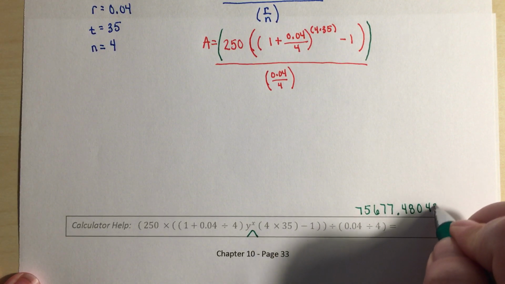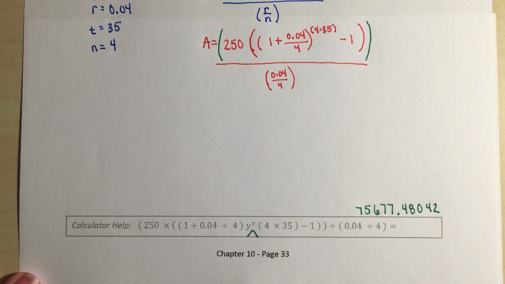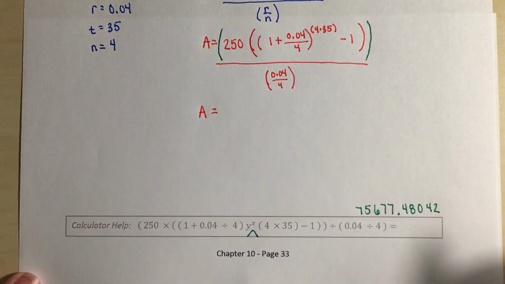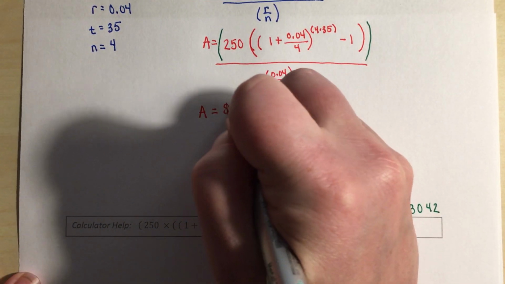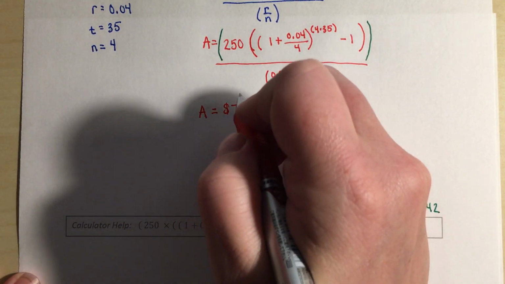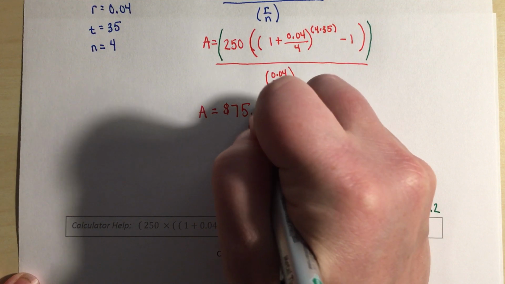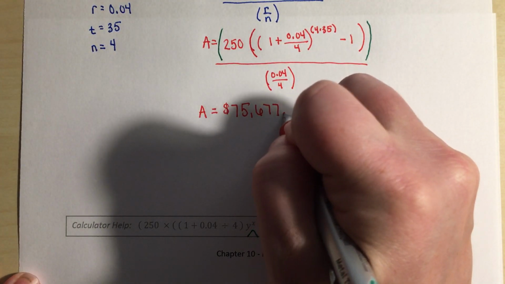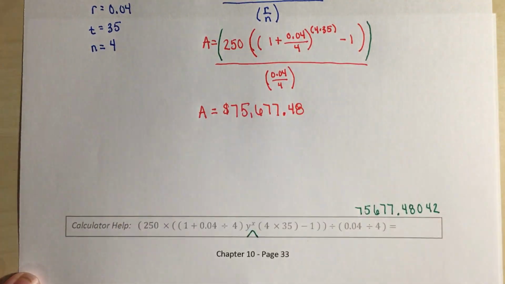7,567.48042. So this is going to give us an amount accumulated. We're going to round this off. $75,677.48.